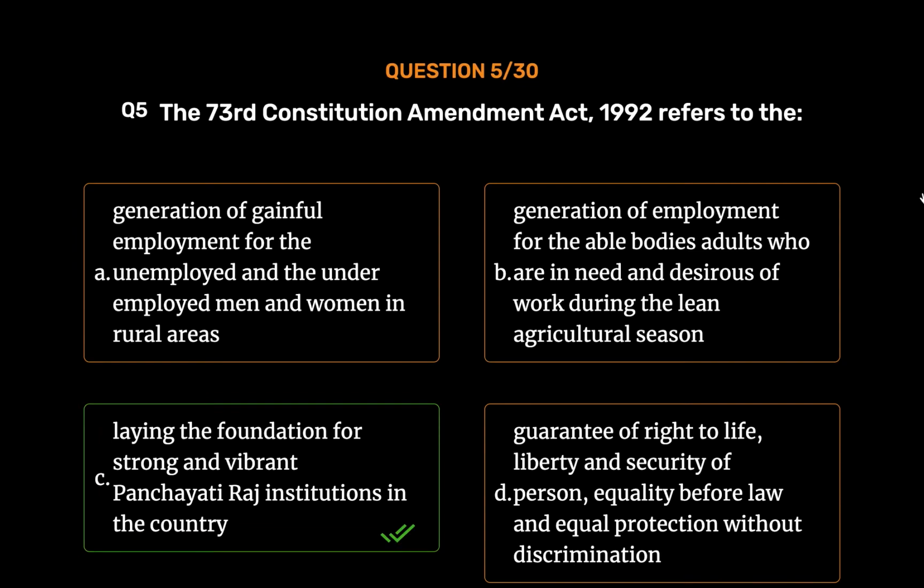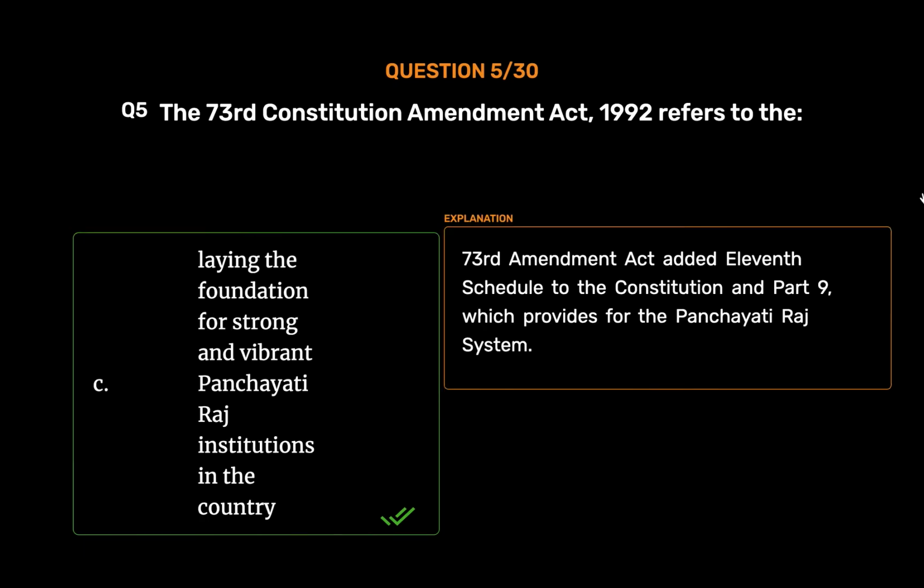Laying the foundation for strong and vibrant Panchayati Raj institutions in the country. The 73rd Amendment Act added the 11th Schedule to the Constitution and Part 9, which provides for the Panchayati Raj system.